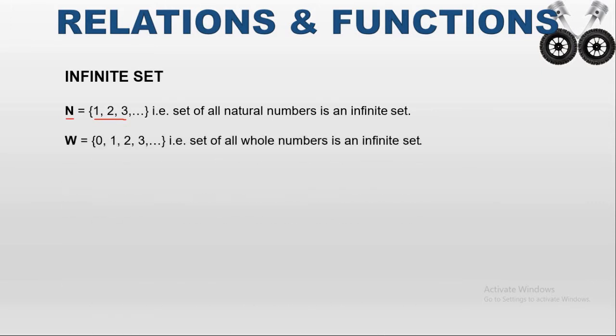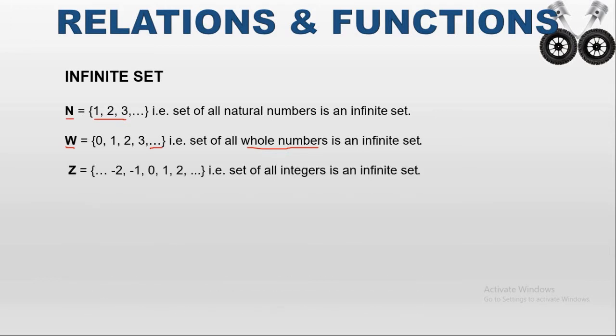The next one is W. The W represents the whole numbers. The whole numbers start from 0. So 0, 1, 2, 3, and so on. Here the whole numbers also do not end. So there will be infinitely many numbers in the whole numbers. So it will be represented by the continuous three dots.